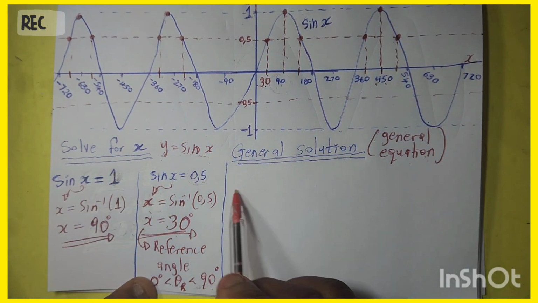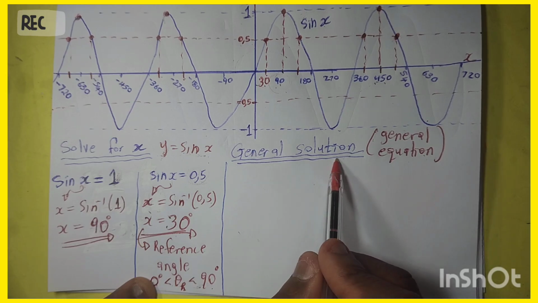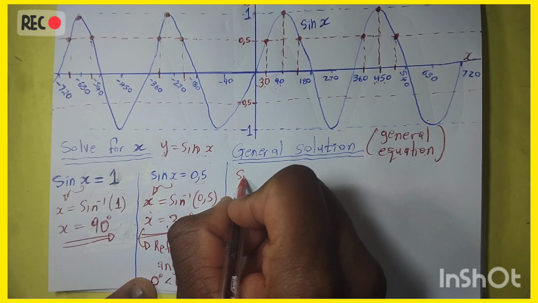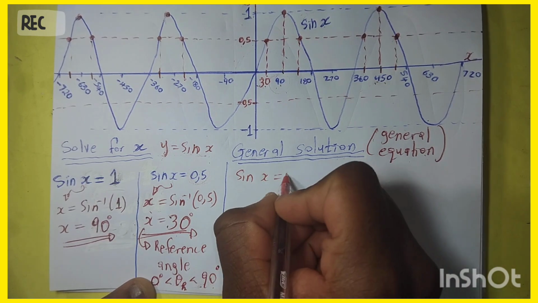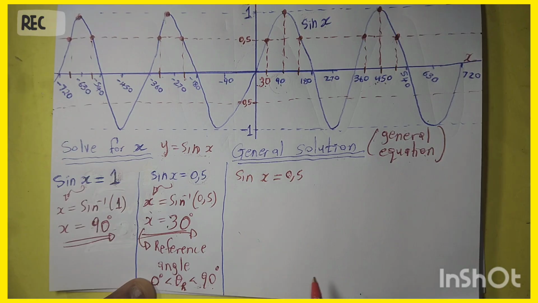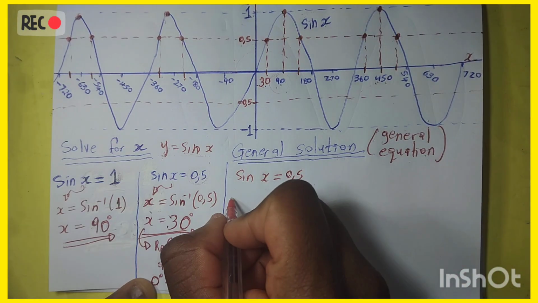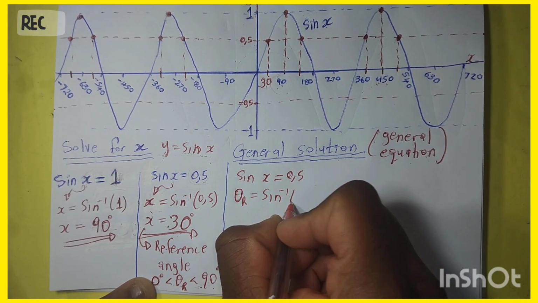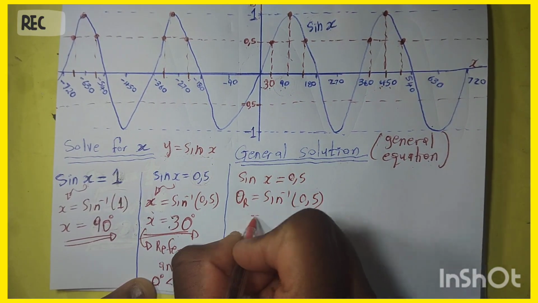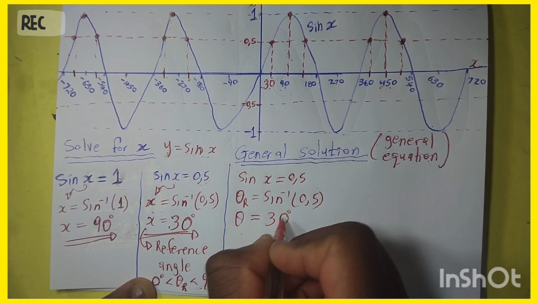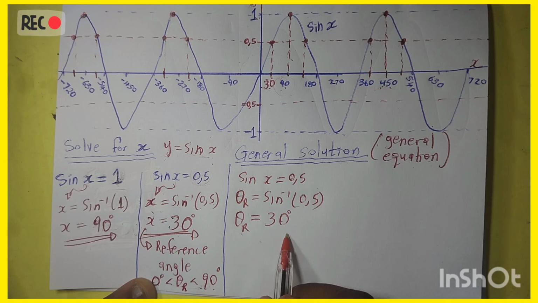So now let me show you what a general solution is. How can I generate those equations? What I will do, guys, this is the equation that they gave me, and on this equation I'll start by finding what we call a reference angle, which will just be sine inverse of 0,5. And now our reference angle here will just be 30. This thing there is our reference angle.